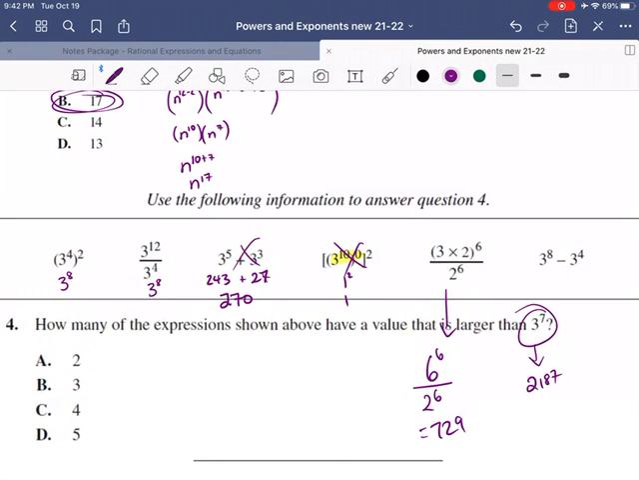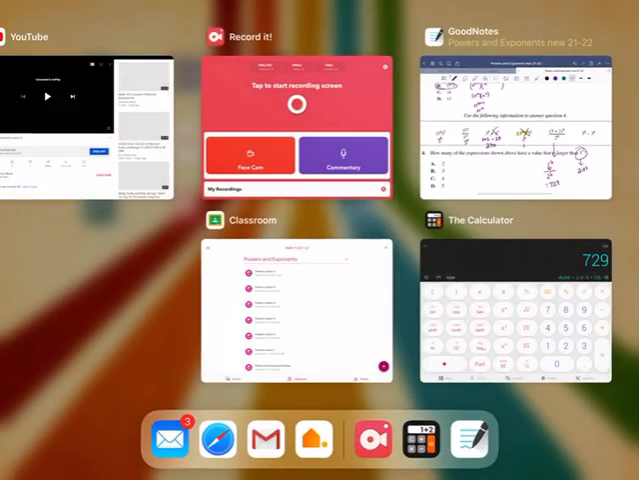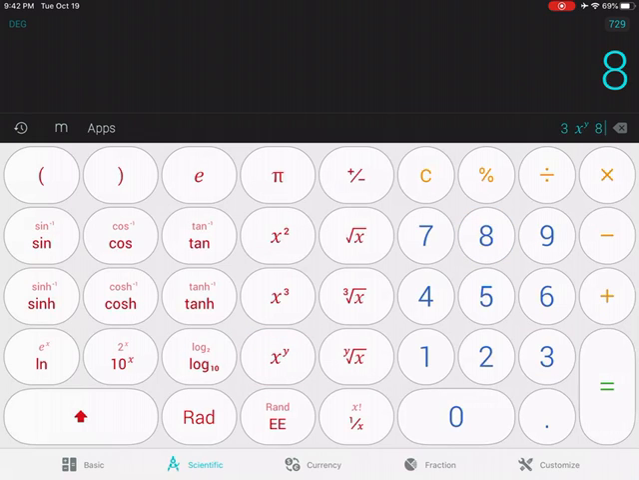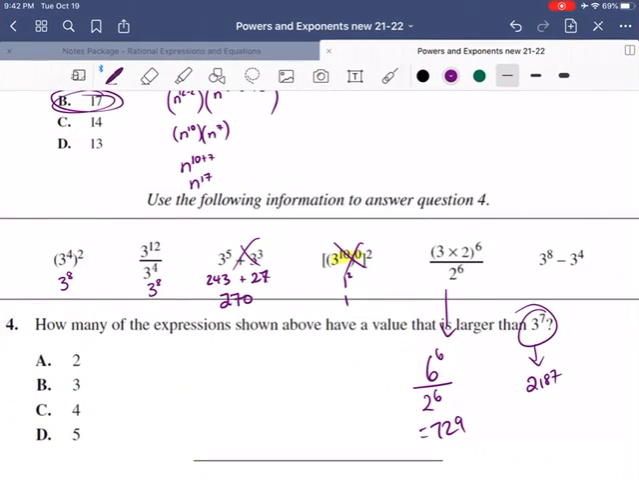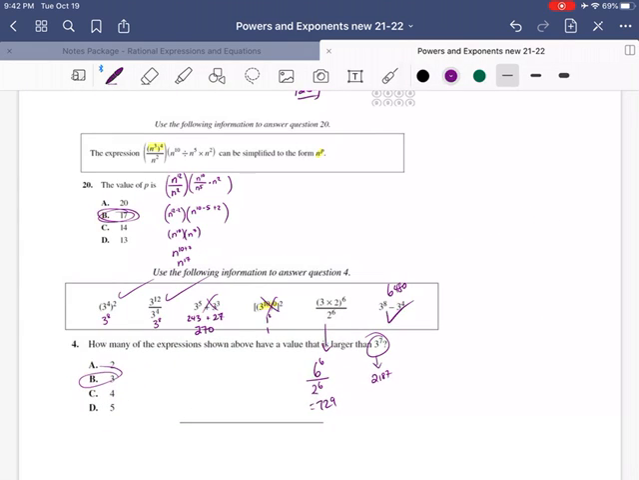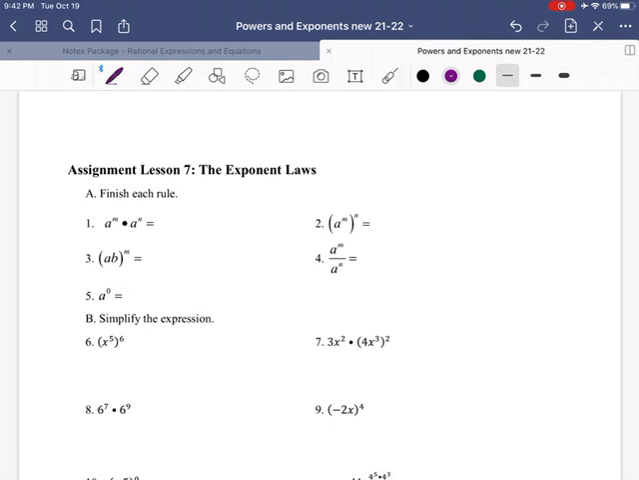Definitely not bigger. And 3^8 minus 3^4, 3 exponent 8 minus 3 exponent 4, 6,480. So that one is larger, so is that one, and so is that one. So we're going to have 3 that are larger than 3 exponent 7. Typically this would be a calculator section question. And then we're on to the assignment.